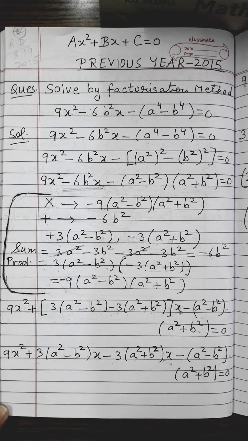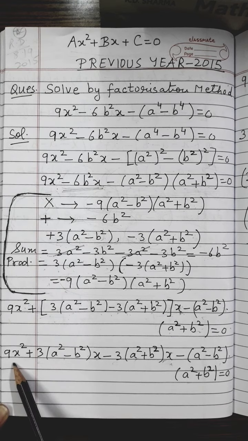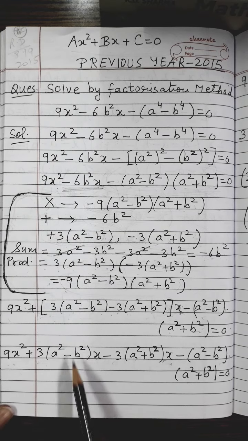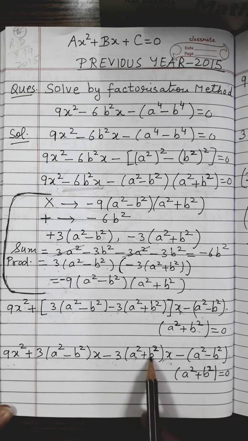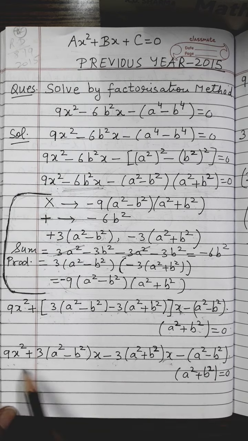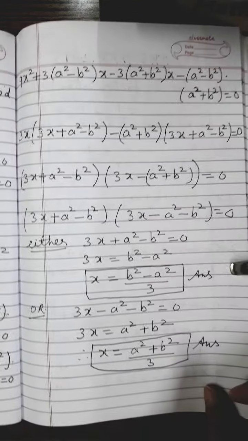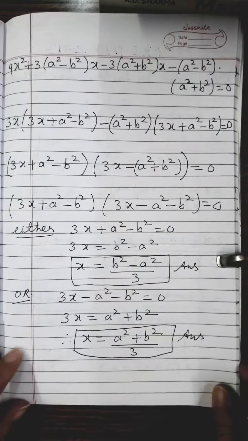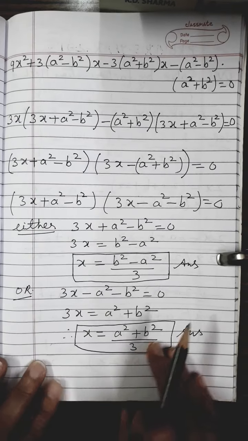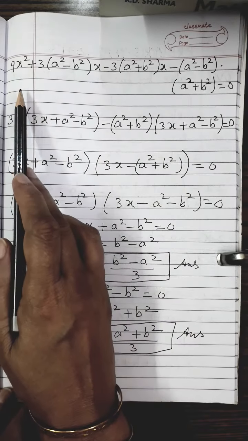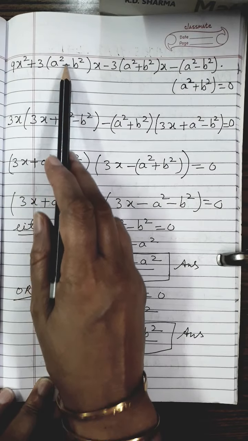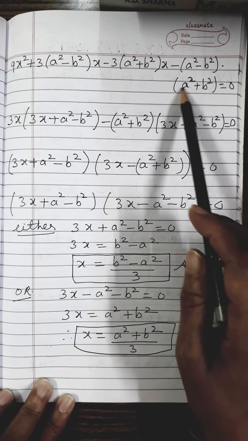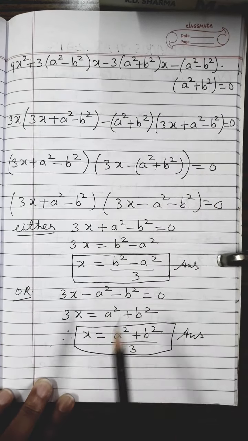Understood? Now after this, come to the next step. 9x square, 3 bracket a square minus b square x minus 3 a square plus b square x minus a square. This last step I am writing again on the next page so that I can visualize it from this page itself. So this was what I obtained: 9x square plus 3 bracket a square minus b square x minus 3 bracket a square plus b square x minus a square minus b square bracket close into a square plus b square equals to 0.